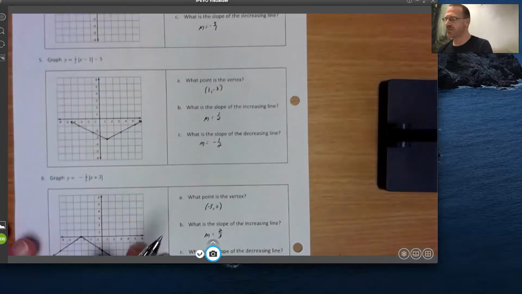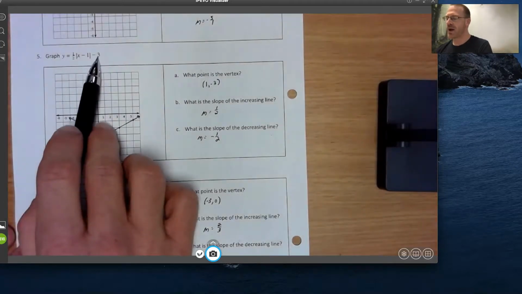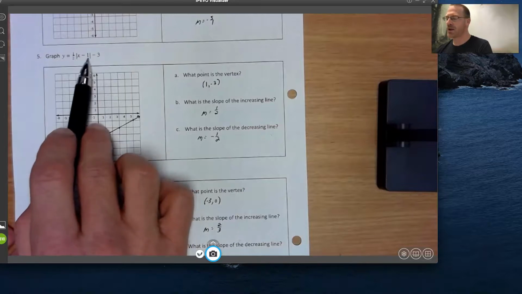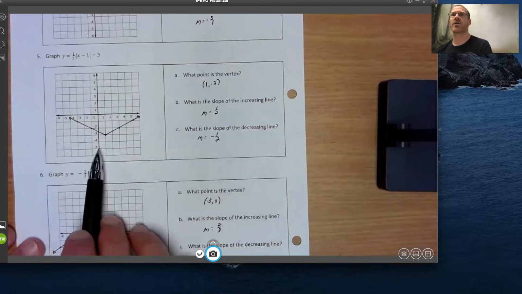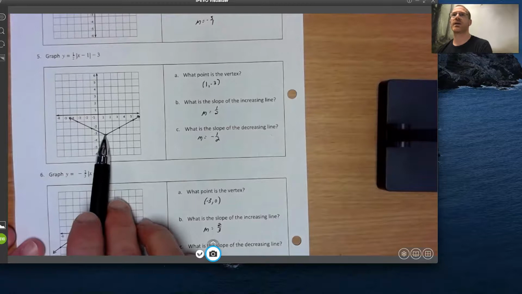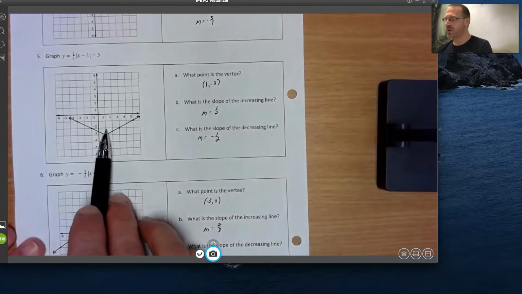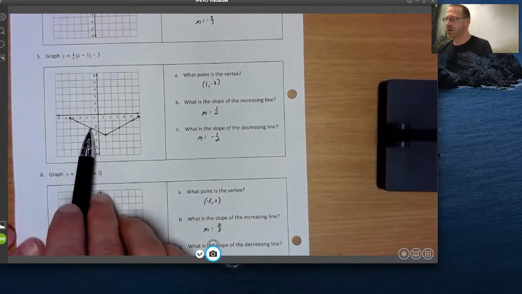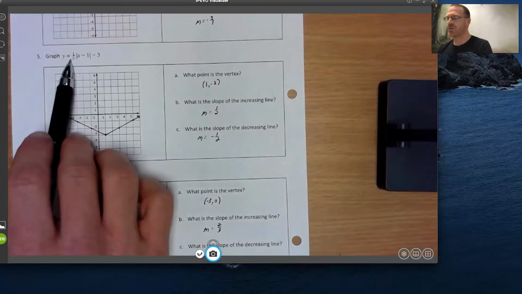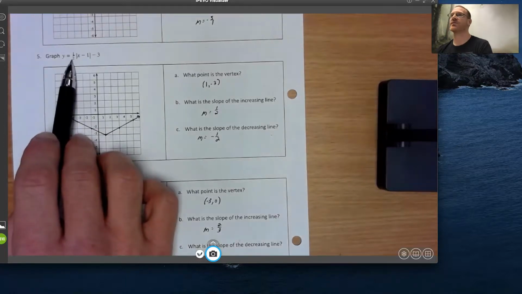Let's look at number 5. All right, when I look at this guy, right, I see 1, negative 3 right here, just like we did for our lines. What's our vertex? 1, negative 3. All right, the slope of this is 1 over 2. The slope of this is negative 1 over 2. And notice we see that rate of change in front.